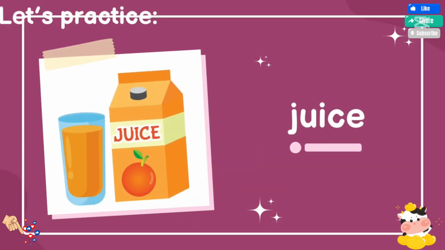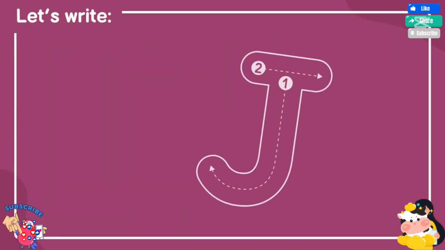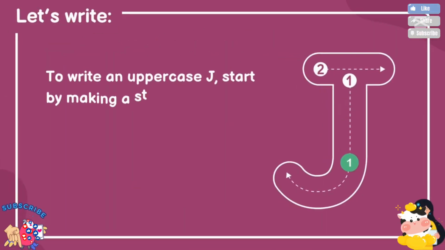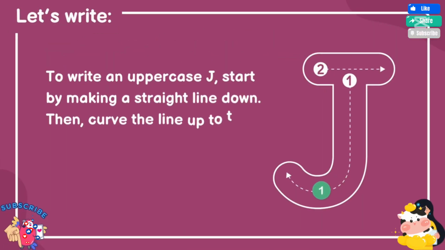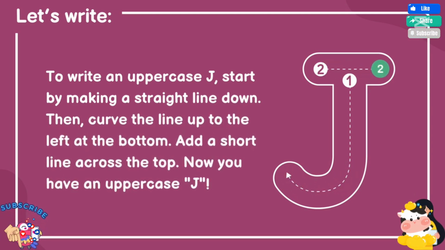The letter J spells the J sound. To write an uppercase J, start by making a straight line down. Then, curve the line up to the left at the bottom. Add a short line across the top. Now you have an uppercase J.